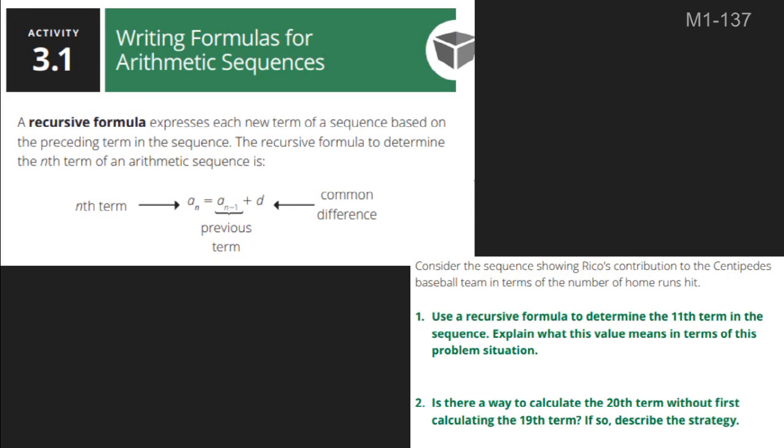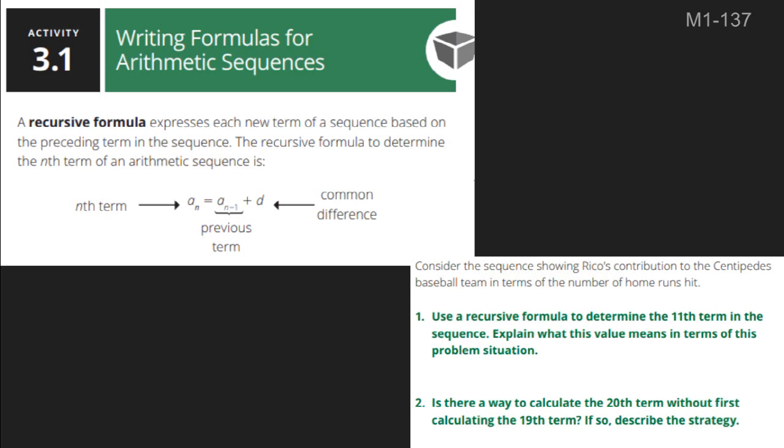The first type of formula we're going to write is called a recursive formula. Everybody say recursive formula. Good. Now, a recursive formula basically just tells us the new term based on the term right before it.